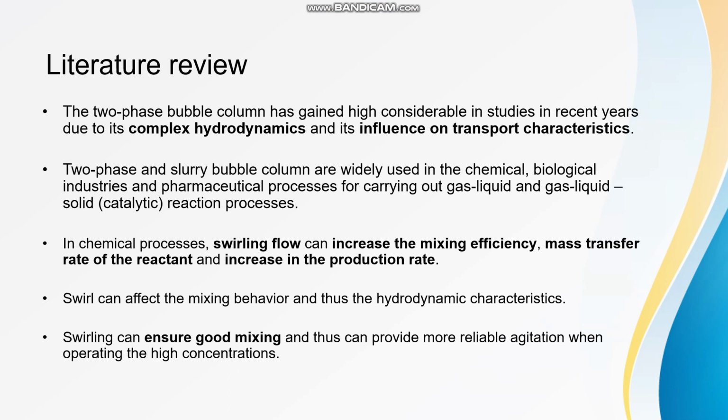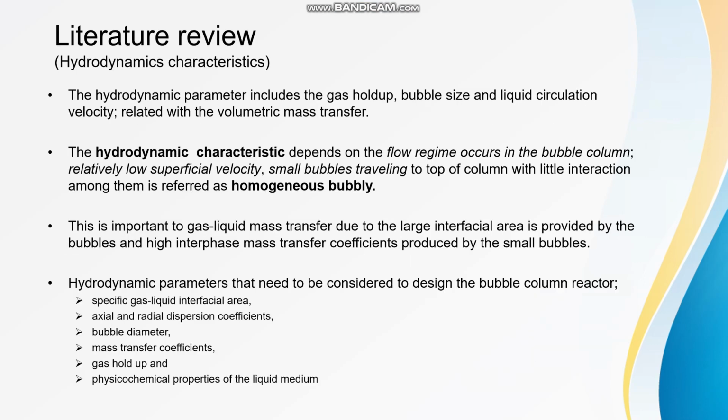Due to its complex hydrodynamic and transport characteristics, the two-phase bubble column has gained high consideration in recent studies. In the gas-liquid reactor, mass transfer between the gas and liquid is the most important goal in the process. So we need effective mixing and a high interfacial area between the two phases, which is important to improve the heat and mass transfer characteristics. We believe that swirling flows can increase the mixing efficiency and mass transfer rate of reactant, and thus improve the production rate.